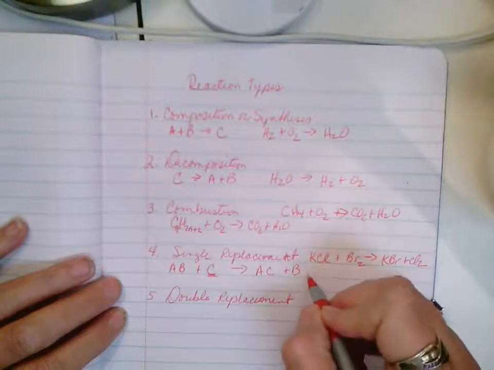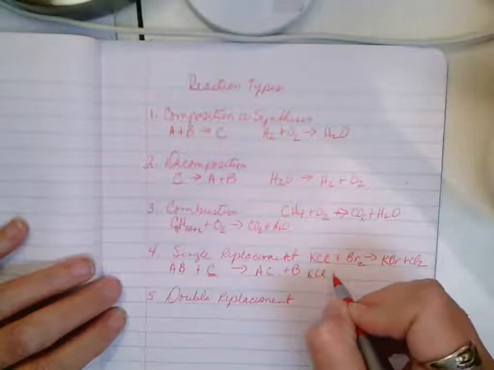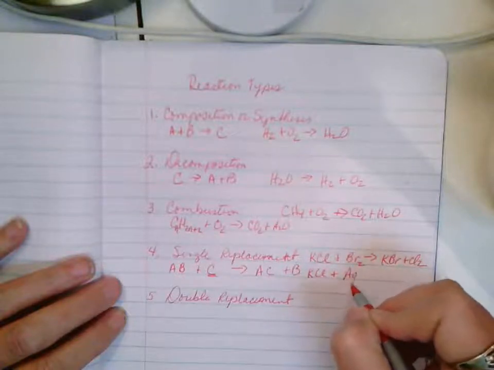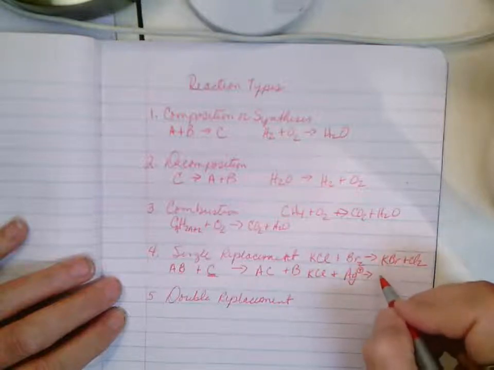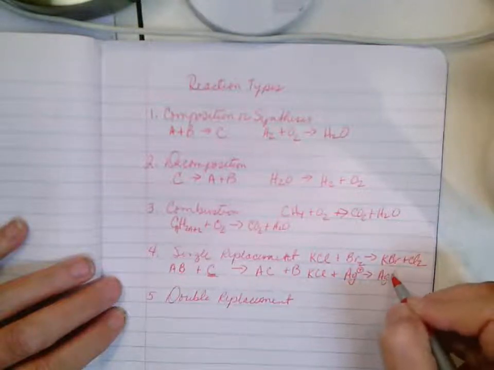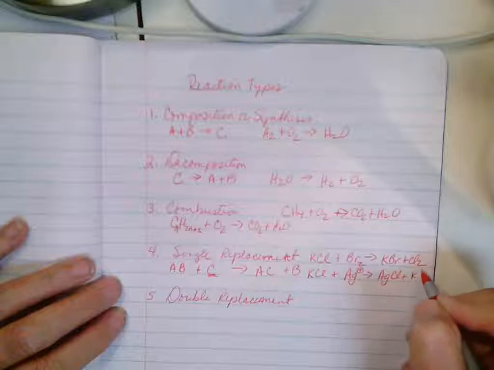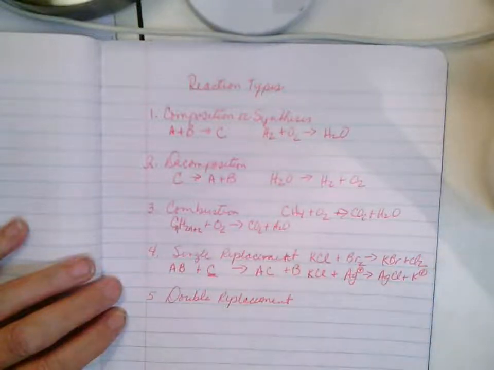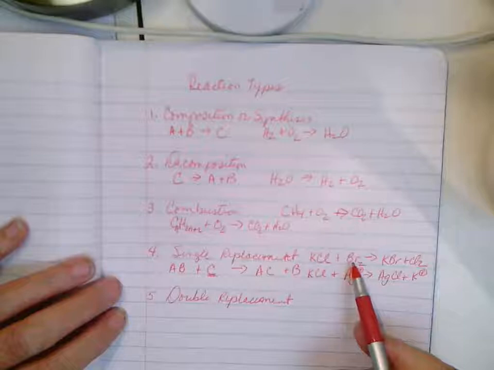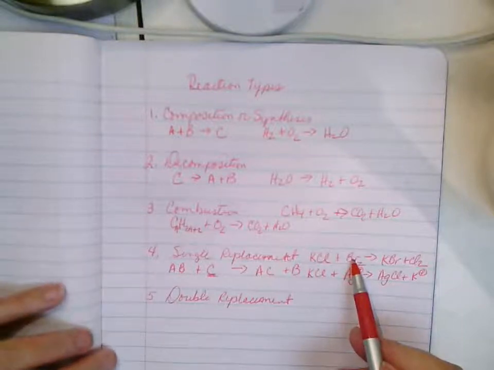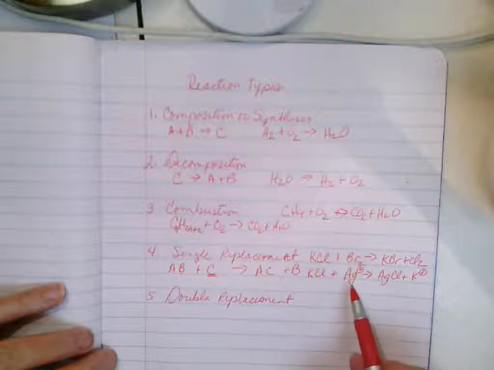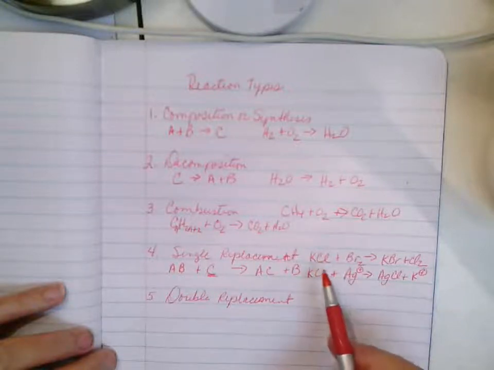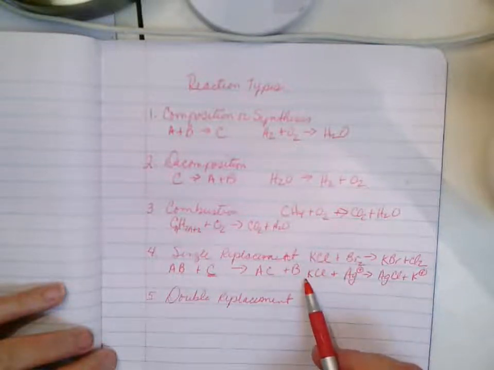But what if we had something like KCl plus silver, and we'll make those ions? Then we would get AgCl plus K ions. Okay, so if you have an anion as your element, it will replace the anion. If you have a cation as your element, it will replace the cation.